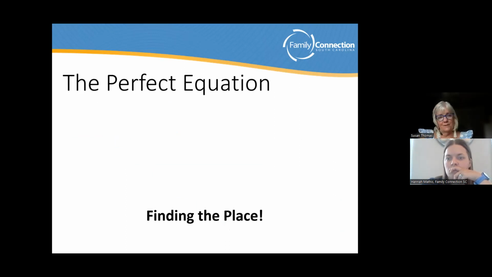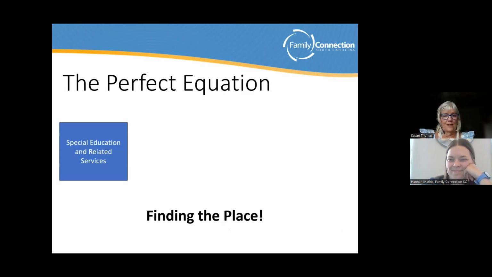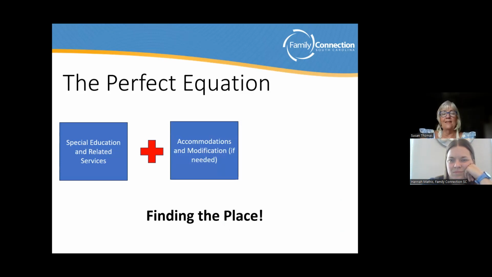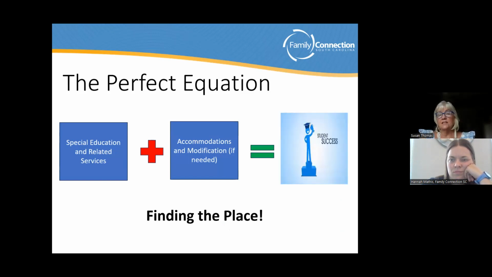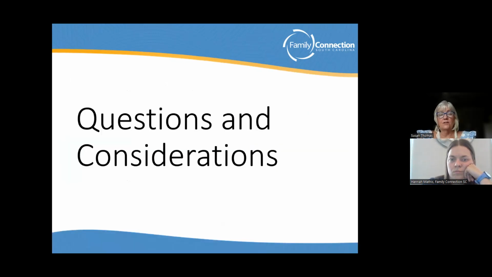So here's the perfect equation for finding the place. We've got special education and related services that need to be provided. And then we've got the accommodations and modifications that students need to be successful. And then we have a successful student. And so when we're using data and we've got those goals and we've got services that are designed to meet the goals and we're measuring progress, we should have a successful student. And so schools have to decide all kinds of ways that they're going to provide these services.